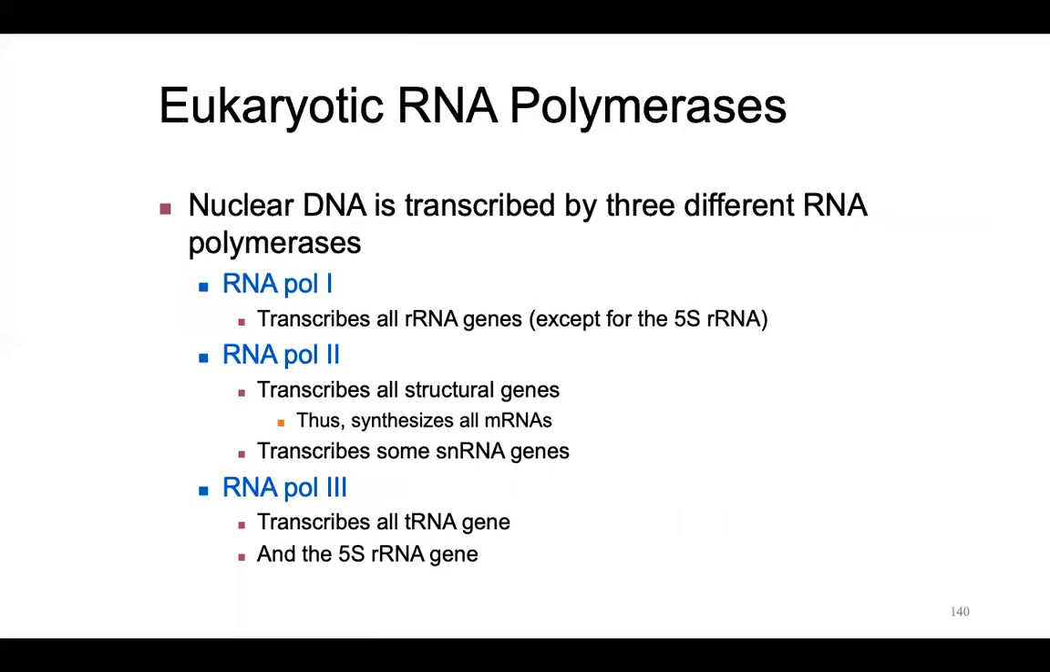So, in eukaryotic RNA polymerases, nuclear DNA is transcribed by 3 different RNA polymerases: RNA Pol 1, RNA Pol 2, and RNA Pol 3. RNA polymerase 1 transcribes all ribosomal RNA genes except for the 5S ribosomal RNA. RNA polymerase 2 transcribes all structural genes, thus synthesizes all the mRNAs, and it transcribes some snRNA, or small nuclear RNA genes. RNA polymerase 3 transcribes all the tRNA genes and the 5S ribosomal RNA gene.